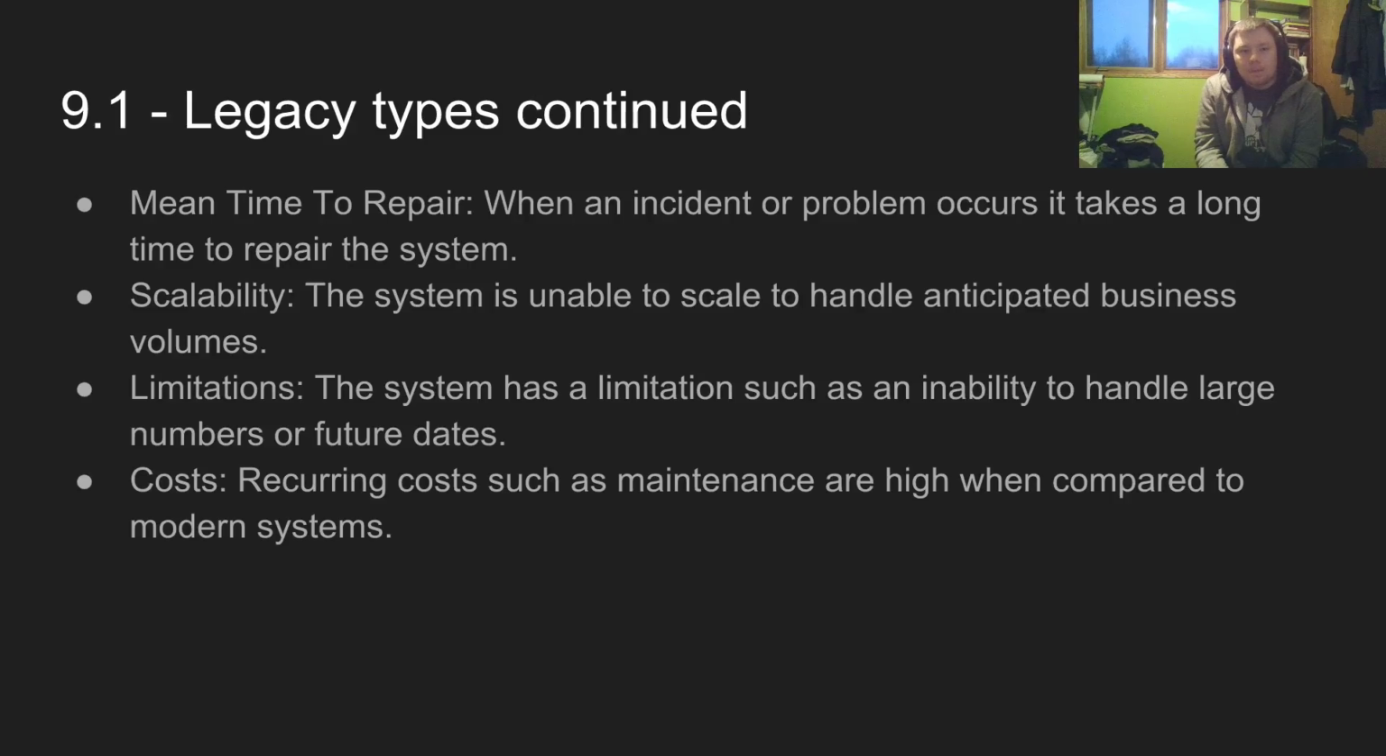Types continued. Mean time to repair. When an incident or problem occurs, it takes a long time to repair the system. Scalability. The system is unable to scale to handle anticipated business volumes. Limitations. The system has a limitation such as inability to handle large numbers or future dates. And costs. Recurring costs such as maintenance are high when compared to modern systems.